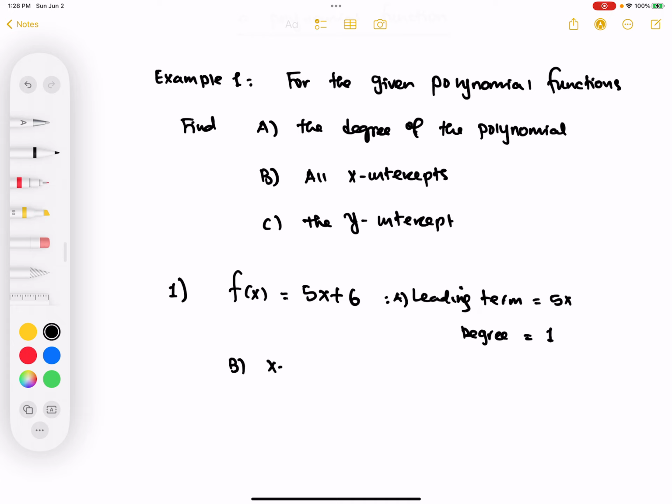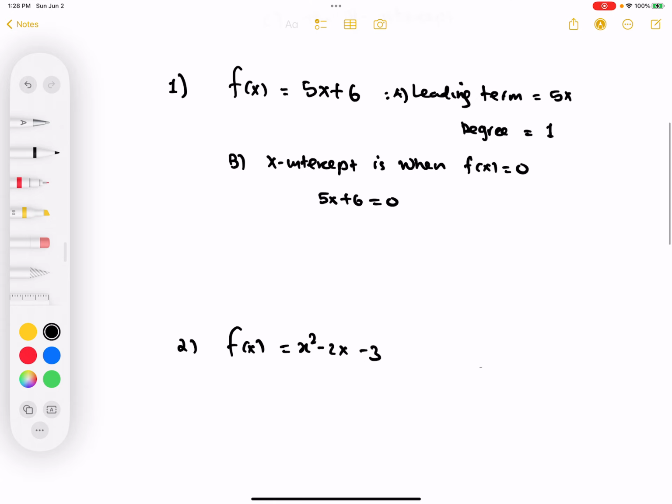B, x-intercept of a polynomial is when you set f of x equal to 0. That means solving 5x plus 6 equals 0. Now subtract 6 from both sides, so 5x is equal to negative 6. This implies that the x-intercept is negative 6 over 5. So this is the x-intercept of this polynomial function.